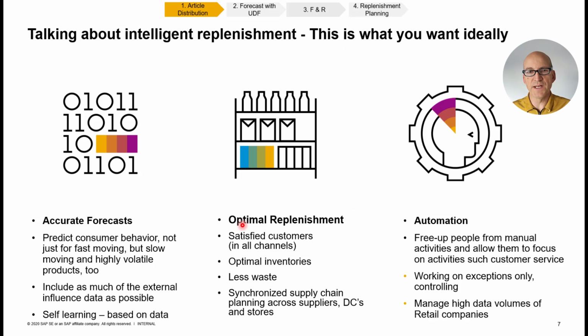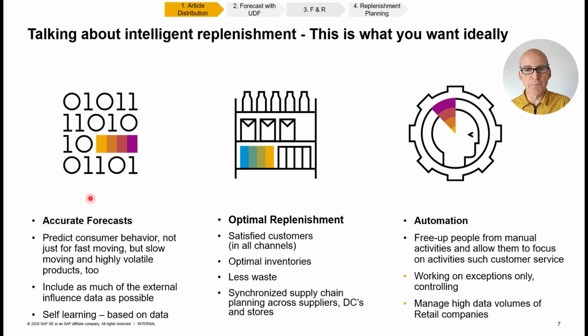So you have different kinds of questions which arise during replenishment. What you need is intelligent replenishment to help you in this process. And intelligent replenishment is all about the forecast. The forecast should be accurate. It should predict the customer behavior, not only for fast-moving items, that's easy, but also for slow-moving items or items with a highly volatile demand. And you should also take into account influencing factors like a festival or Easter. And the system should be self-learning, so that the forecast is based on data and behavior of the data.